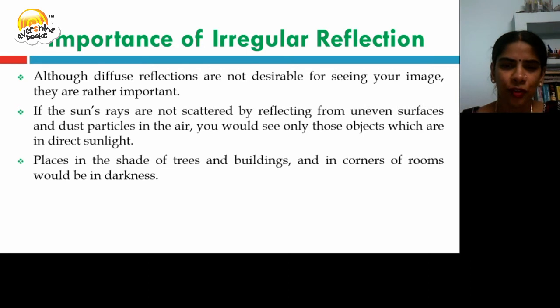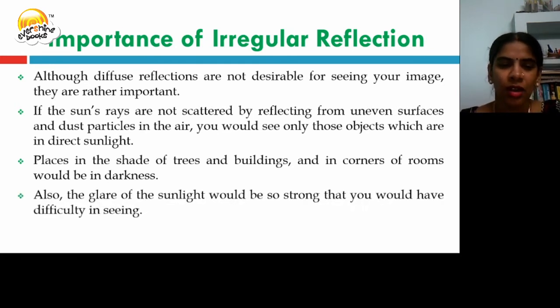Places in the shade of trees and buildings, and in the corners of rooms, would be in darkness because light would not reach them. The glare of the sunlight would be so strong that you would have difficulty seeing. These are caused by the irregular reflection.